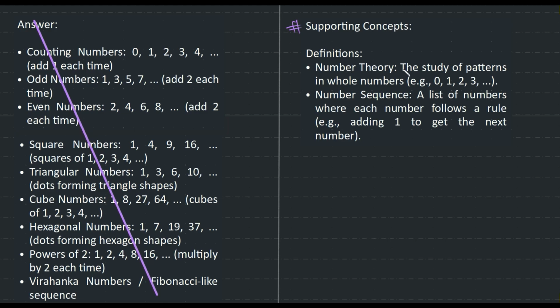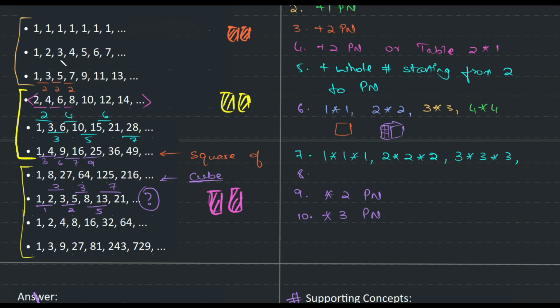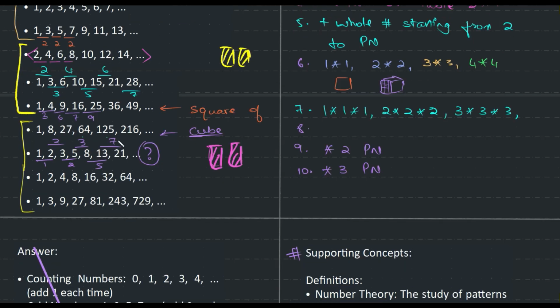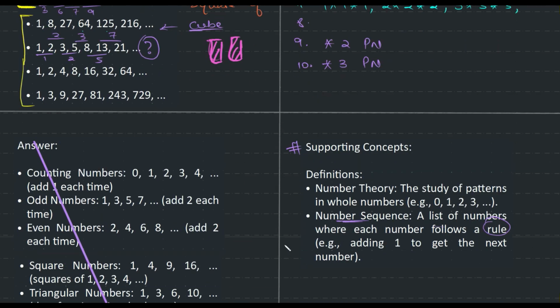Supporting concept, number theory, we already defined it. The study of patterns in whole numbers. Number sequence, a list of numbers where each number follows a rule. It can be any rule, right? So all of this above set of numbers are known as number sequences.